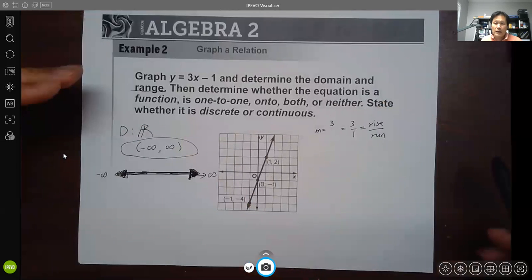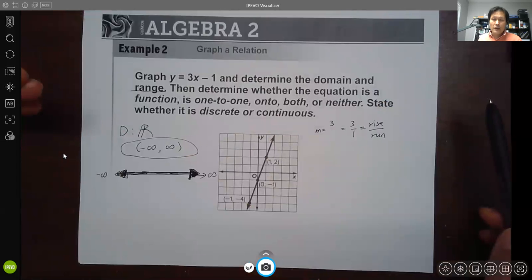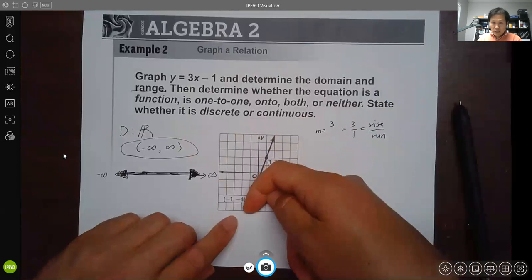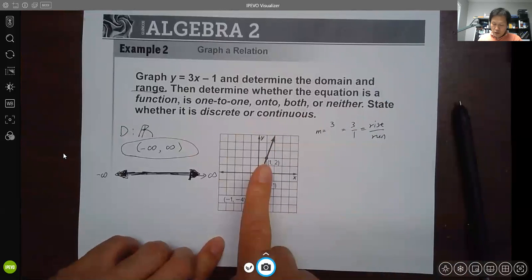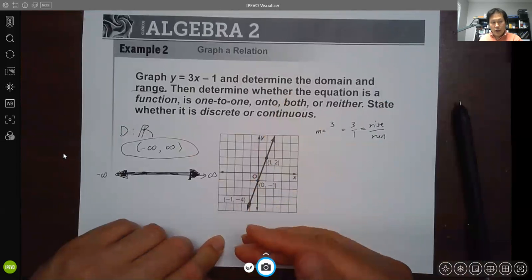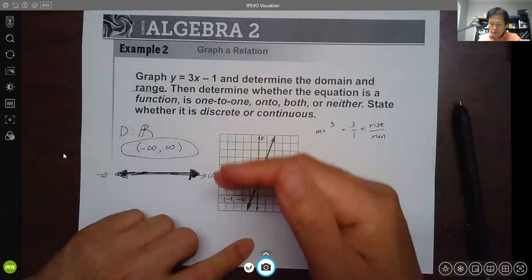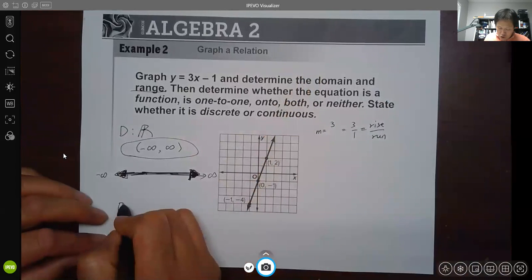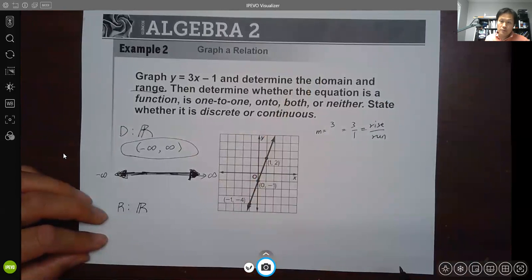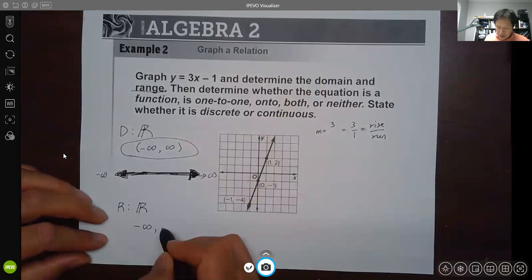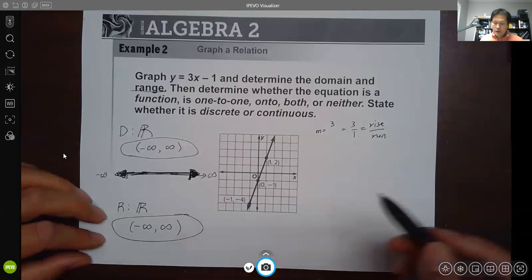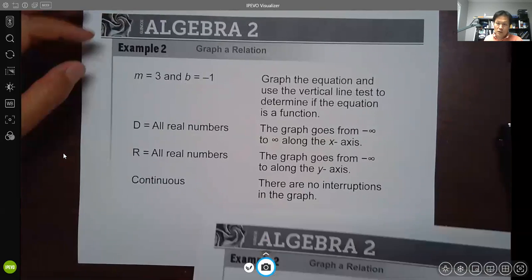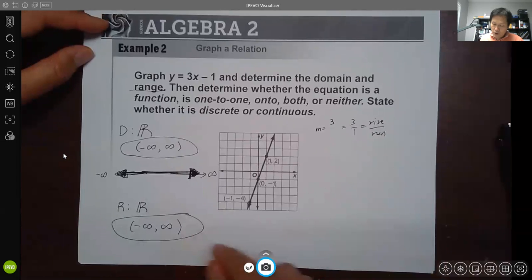Range means all possible y values, all possible outputs. As you can see, it keeps going down forever, keeps going up forever. So for range, always think how low to how high. That's how you write it: minus infinity to positive infinity. The range will also be all real numbers, or in interval notation, minus infinity to infinity. That will be the domain. Yeah, they said all real numbers. That's okay too. I think Alex, you might have to do interval notation.